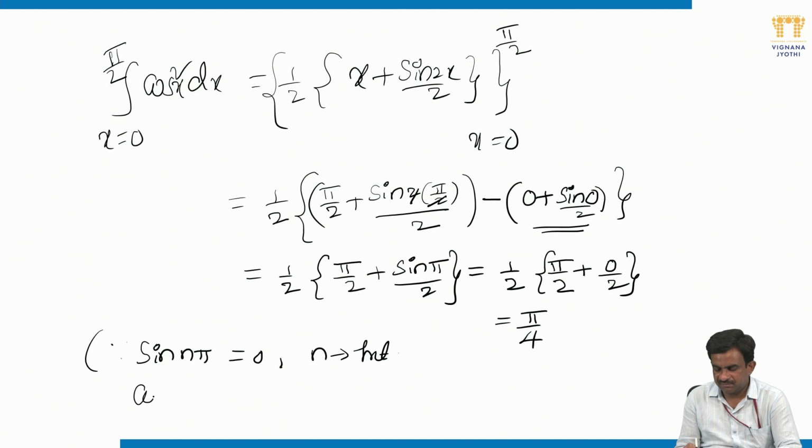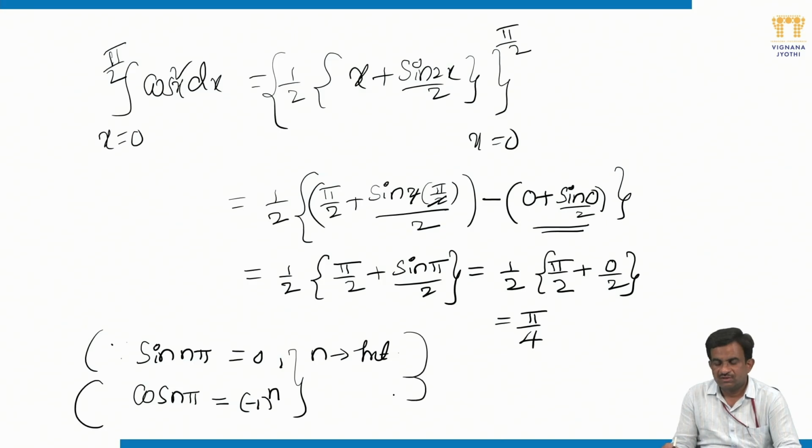Like that, cos n pi, for example, if you get cos n pi, cos 2 pi or cos 3 pi in any one of the problems, you can use that as minus 1 to the power of n, whenever n is an integer. So like this, you can evaluate the single integration of the trigonometric functions, sine square x and cos square x, both the definite and indefinite integral. So in this way you can calculate here.